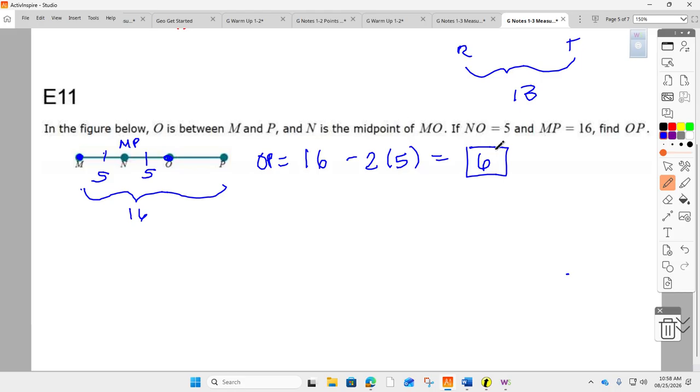Well, there's 2 sides here, right? So we could have just done, instead of 16 minus 2 times 5, we could have done 16 minus 5 minus 5 equals 6. Okay? If we have to subtract all the parts to get the part we're looking for. In our earlier example, there was only 2 parts, right? The whole minus part gave us the missing part.